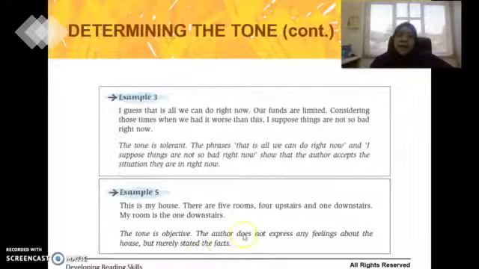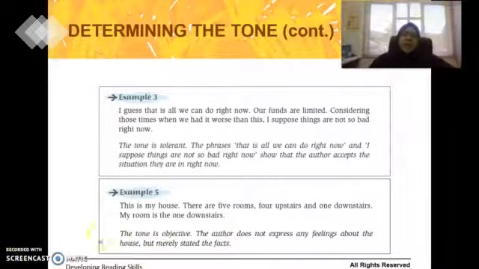This is my house. There are 5 rooms, 4 upstairs and 1 downstairs. My room is the one downstairs. The tone is objective. The author does not express any feelings about the house, but merely states the facts.